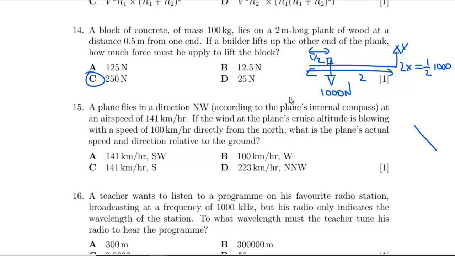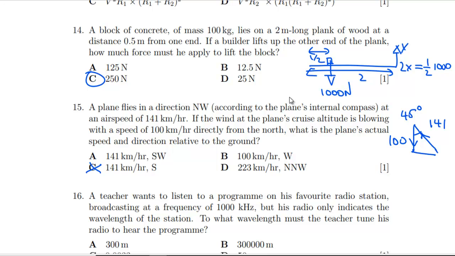If the wind at the plane's cruise altitude is blowing with a speed of 100 kilometers per hour directly from the north, right, so this was 141 going that way. We've then got 100 going that way with an angle of 45 degrees between them. What is the plane's actual speed and direction relative to the ground? Right, well, since we're not allowed to use calculators, this is going to end up having to be easy angles, because they've given us west, southwest, north, northwest, and south. Well, it's not going south, is it?